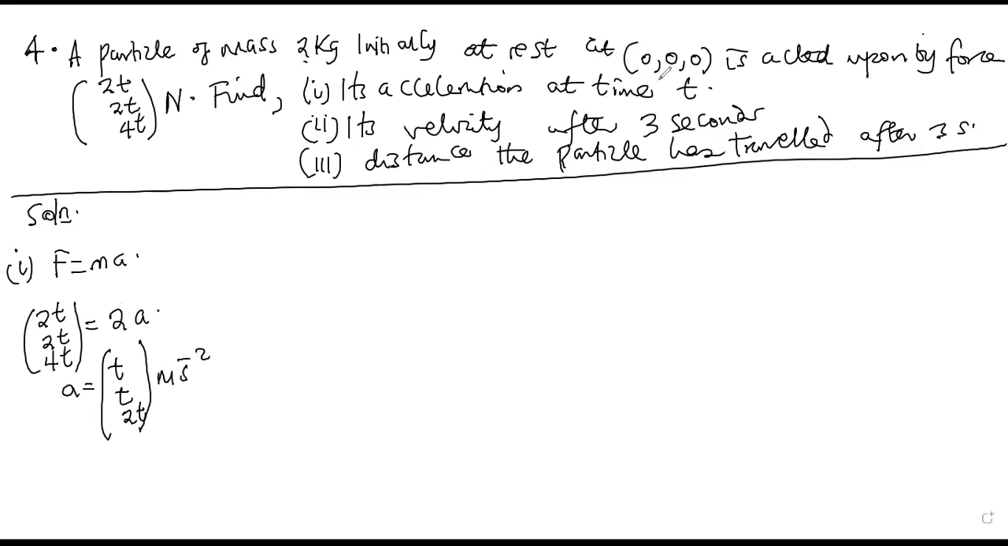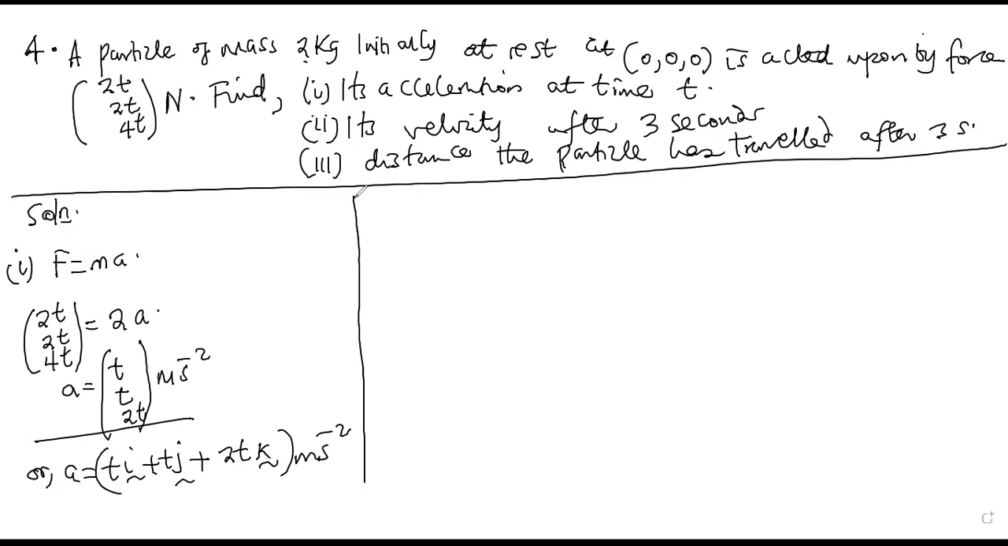Since force was given in newtons, the unit is meters per second squared. And since they say that time t, it has to keep any time. Or one can write it as acceleration is equal to ti plus tj plus 2tk meters per second squared. This is the column form, and this is the row form presentation of vectors. Good. Roman 2, they want its velocity.